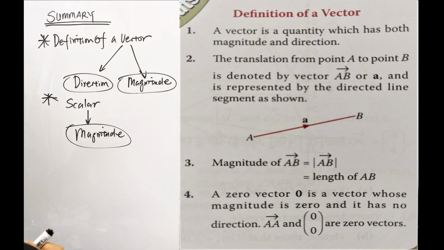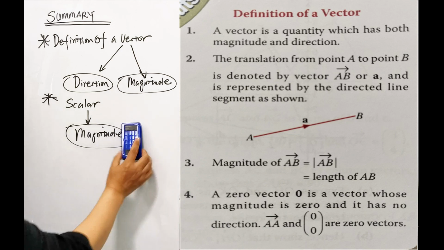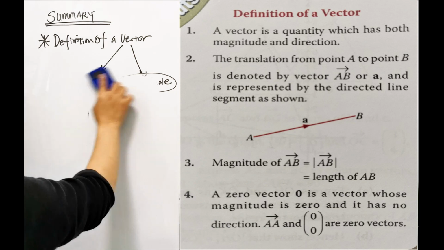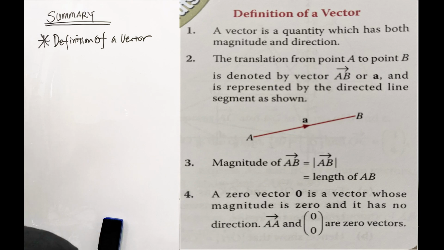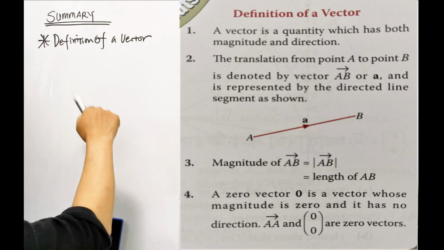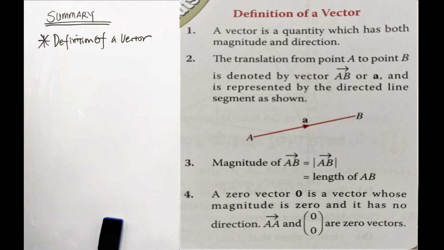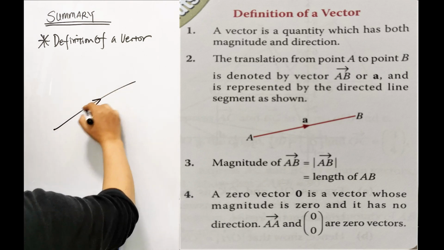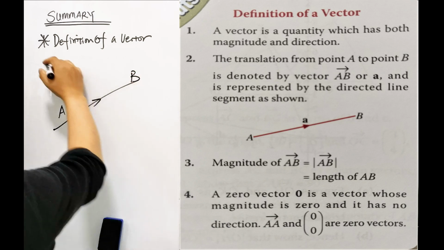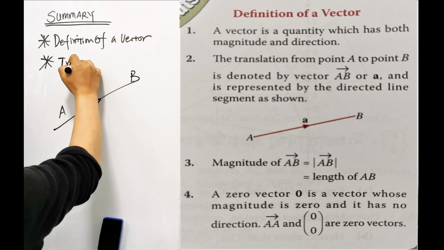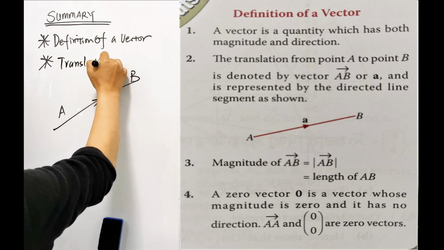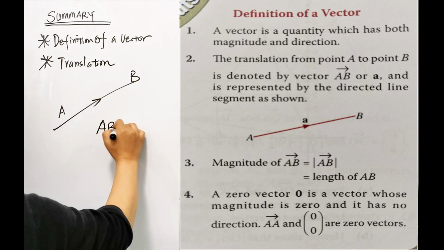We already gave some examples in our previous lesson. And then the second thing we talk about is translations, right? The translation from point A to point B is denoted by a vector AB. So we have a line from A to B. So then we have vector AB.